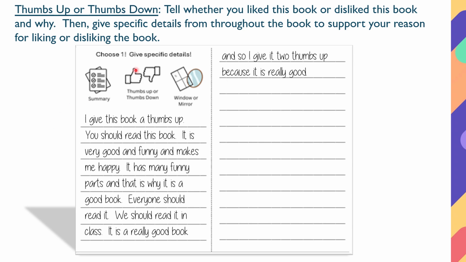Now I can tell that this student liked this book, but they didn't give me any specific details. In fact, when I read this, could you even tell what book I'm writing about? There were no details to help me understand the book. You really need to make sure you're giving specific details, saying what happened in your book and why you liked it or didn't like it. So let's look at a better example.